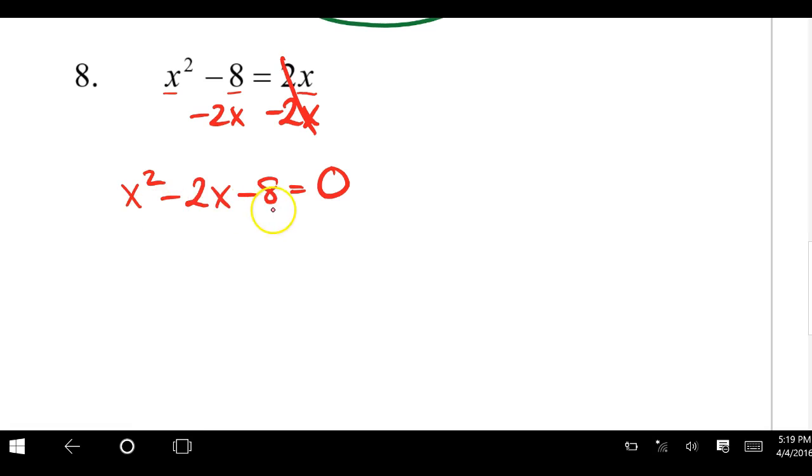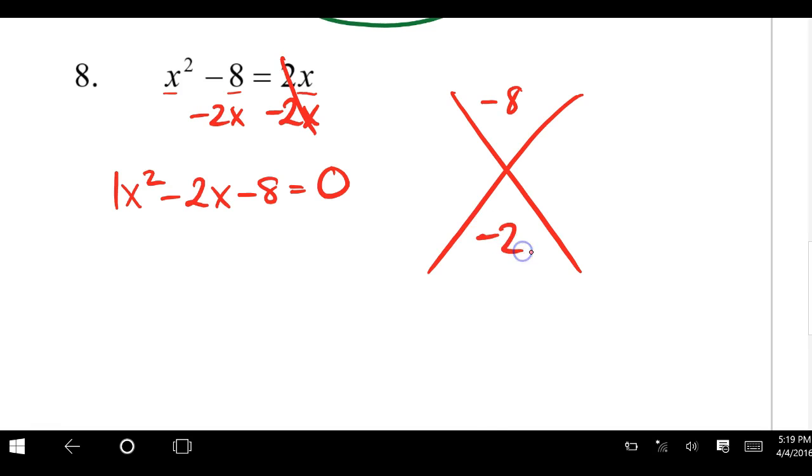Now we have 3 terms, so we'll factor. And we have 1 in the front, so all we have to do is x. 1 times negative 8 on the top. Negative 2 on the bottom for the middle number. And then what 2 numbers multiply to 8, but then add to negative 2. Well, it's probably going to be 4 and 2.